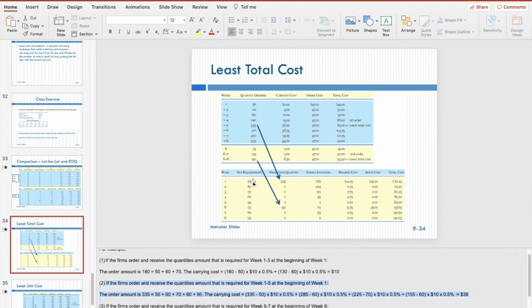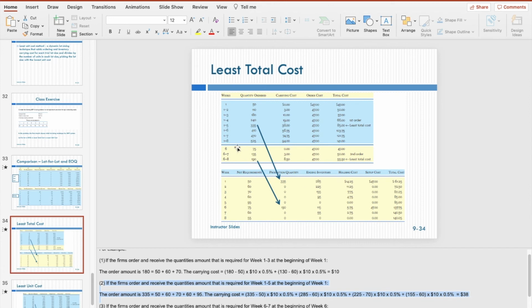Then for the other amount, you have to incur the carrying cost, okay? That's why 335 minus 50 times 10 times 0.5%. That's your carrying cost in the first week, or at the end of the first week. And this is corresponding to the carrying cost at the end of the second week. This is the carrying cost corresponding to the end of the third week. And this would be the carrying cost at the end of the fourth week, okay?